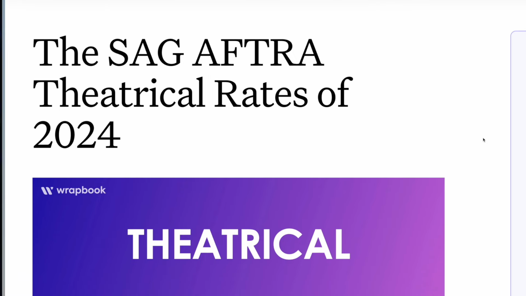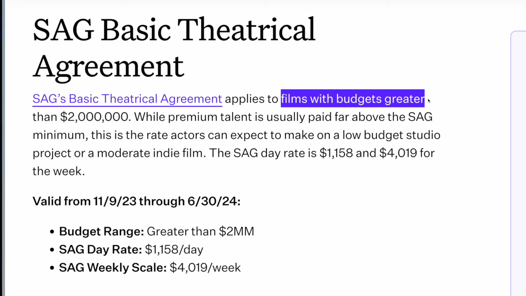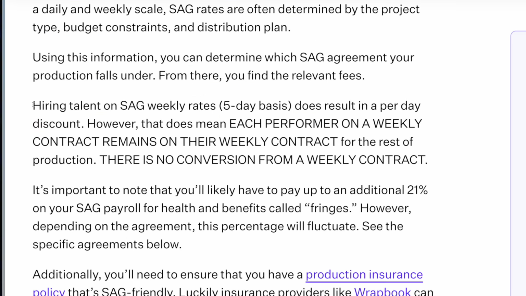So to get some ballpark numbers, let's take a quick jaunt across the internet to visit SAG, the Screen Actors Guild, and let's take a look at their rate sheets. So here are some SAG numbers. We've got a rate for a single day of shooting. We've got a rate for a week of shooting, which is 5 days.